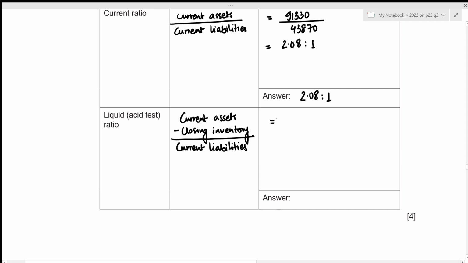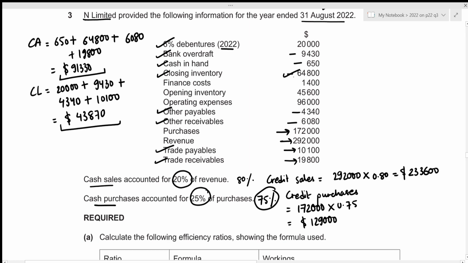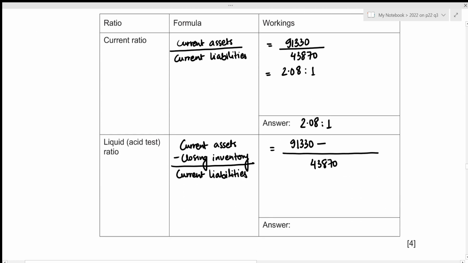Okay, so we have the current assets to be 91,330. We need to subtract the closing inventory and then divide it by our current liabilities of 43,870. Let's have a look above for closing inventory. We can see that the closing inventory has the value of 64,800. Let's subtract this. Now this gives our liquid ratio to have the value of 0.60 is to 1. That will be the answer.